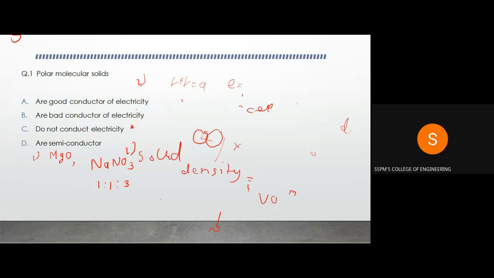How to find the radius of the sphere in the same case? Plus R is equal to A. So A is equal to 2R. R is equal to A upon 2.